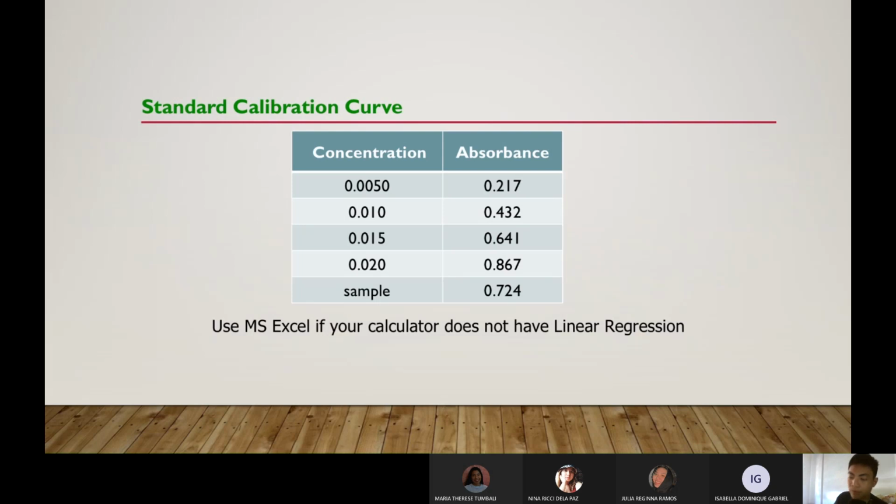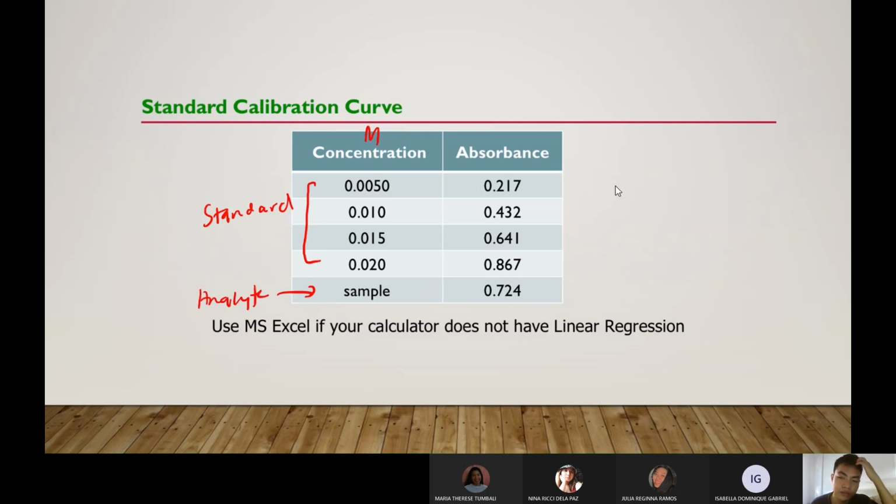So for example, this is my standards, no? Again, pag sinabi kong standard, known concentration. So these are my standards and this is my analyte. Determine ko yung concentration niyan. This is molarity. So determine ko daw yung concentration ng aking analyte, ng sample, given yung absorbance niya.